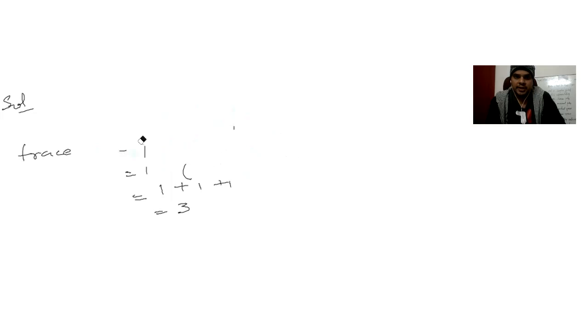Now we all know that a matrix is said to be diagonalizable if all the eigenvalues of the matrix are distinct, or we can say that the algebraic multiplicity is equal to the geometric multiplicity of an eigenvalue, not of a matrix. So here we have a problem. We are given four matrices and we have to find out which one is not diagonalizable.